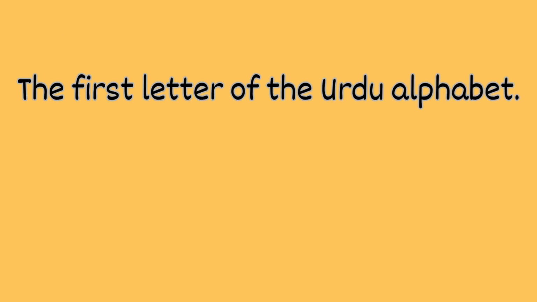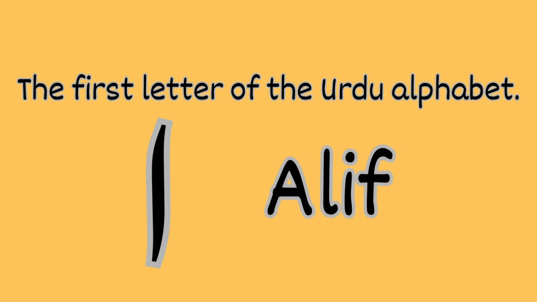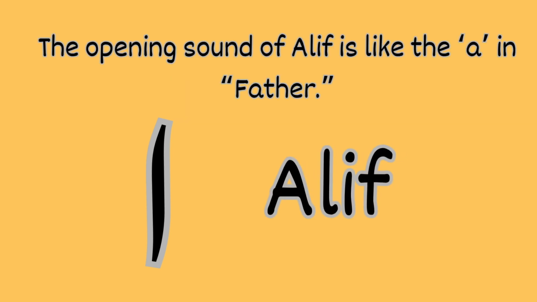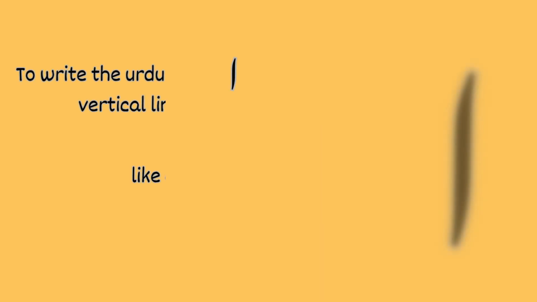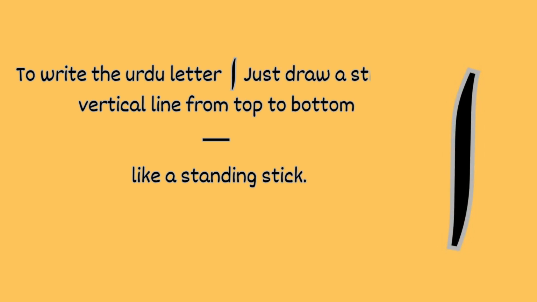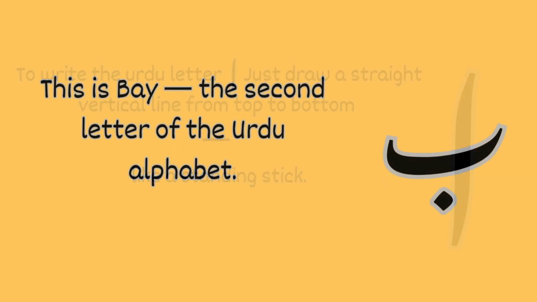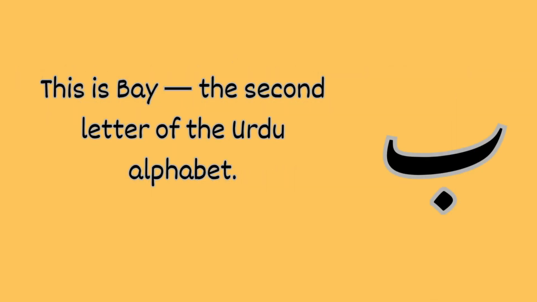Let's begin. The first letter of the Urdu alphabet is Alif. The opening sound of Alif is like the A in father. Alif. To write the Urdu letter Alif, just draw a straight vertical line from top to bottom like a standing stick.